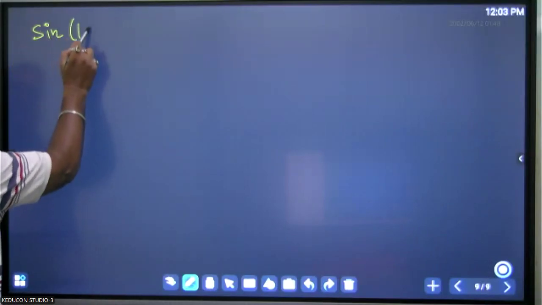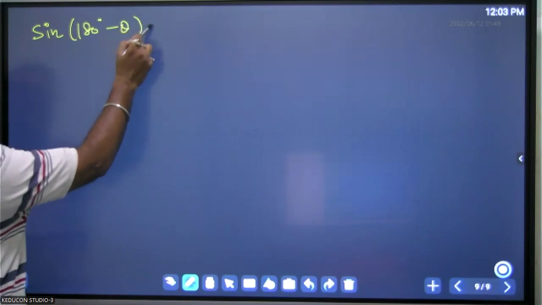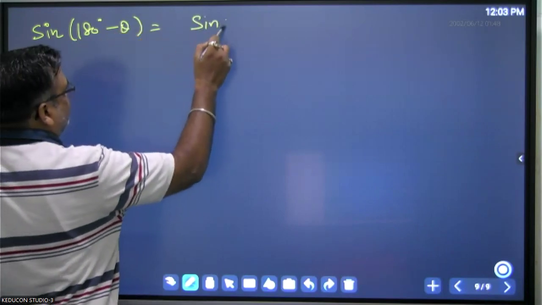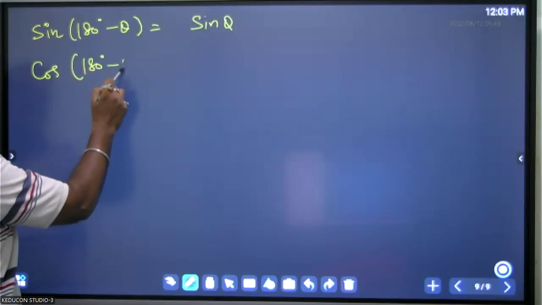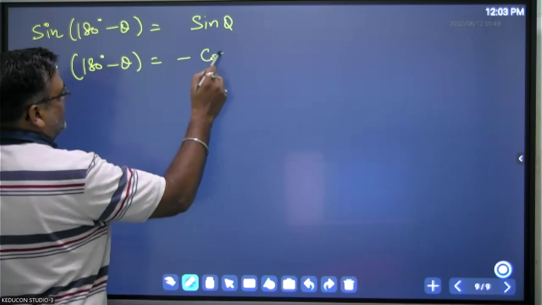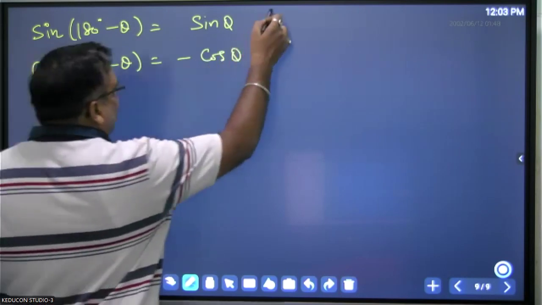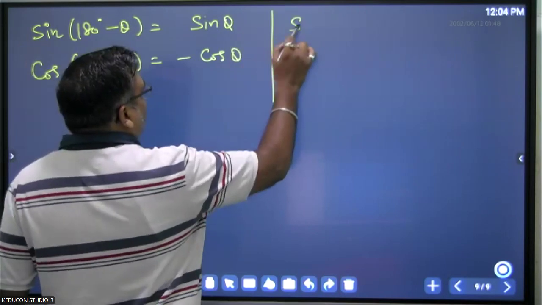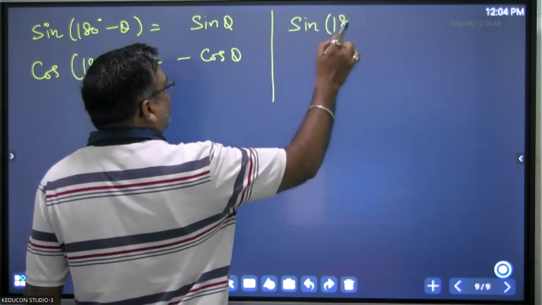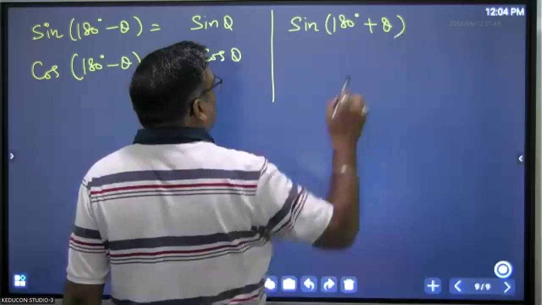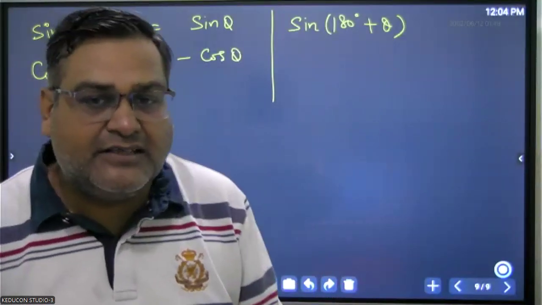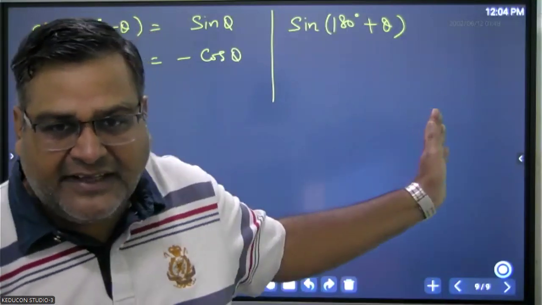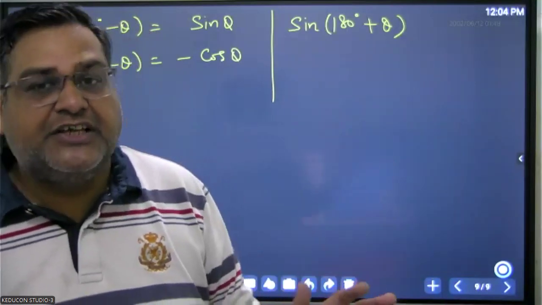So when you will take sine of 180 minus theta, it will be sine theta. When you take cos of 180 minus theta, it is second quadrant, so it will be minus cos theta, right? Similarly, you can write for the other angles. If you take sine of 180 plus theta, now when you go for 180 plus theta, students, so 180 plus theta falls in the third quadrant.